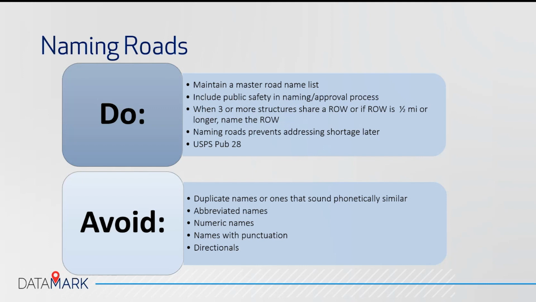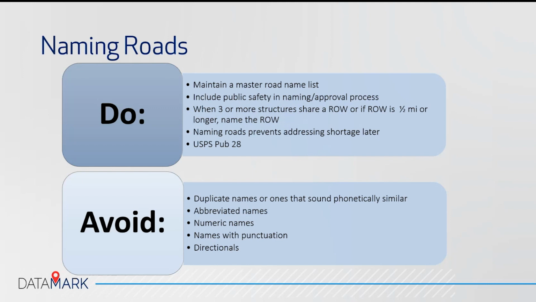When 3 or more structures share a right-of-way, or if the right-of-way is a half mile or greater, name it. There was an original document a long time ago that referenced 2 structures sharing a right-of-way. I think that's a little ambitious, depending on what your road naming process looks like internally. It might be a lot for you to go chasing after houses or structures that have 2 or more. So I think 3 is appropriate. It depends on how much addressing you have, but I think as long as the address is posted at the end of the driveway, and it's clearly posted along with the road name, I think you're going to be okay.